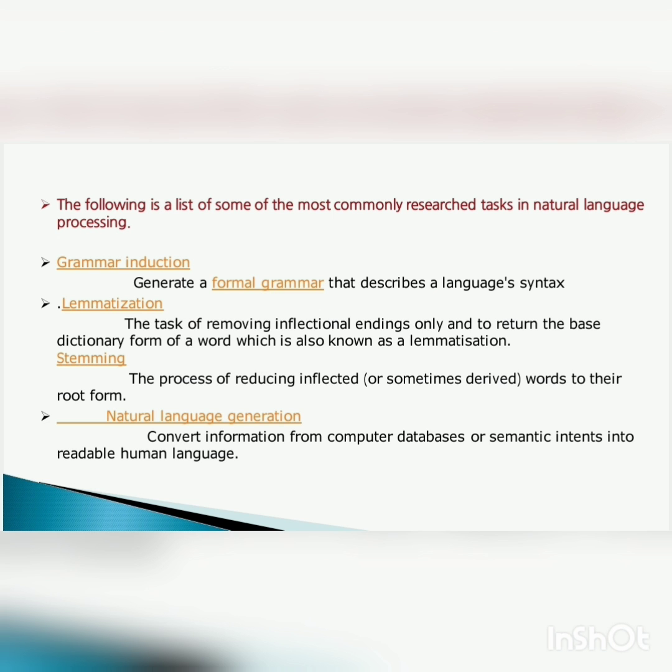The following is a list of some of the most commonly researched tasks in natural language processing. Grammar induction: generate a formal grammar that describes a language's syntax. Lemmatization: the task of removing inflectional endings only and returning the base dictionary form of a word. Stemming: the process of reducing inflected words to their root form. Natural language generation: convert information from computer databases or semantic intents into readable human language. We completed what is NLP.